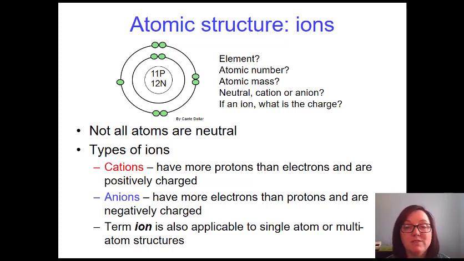So this particular atom has a +2 charge. Does that make it a cation or an anion? Cations are positive, and this is an atom that has a +2 charge, so this would be a cation.